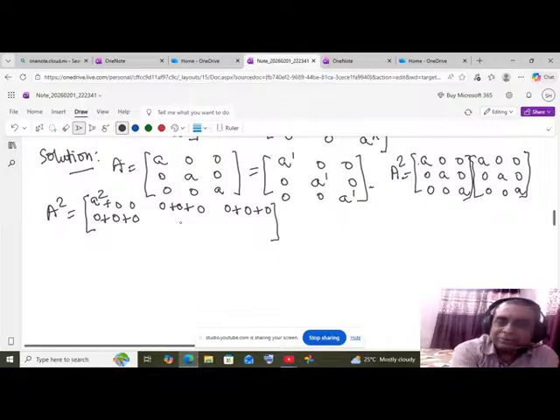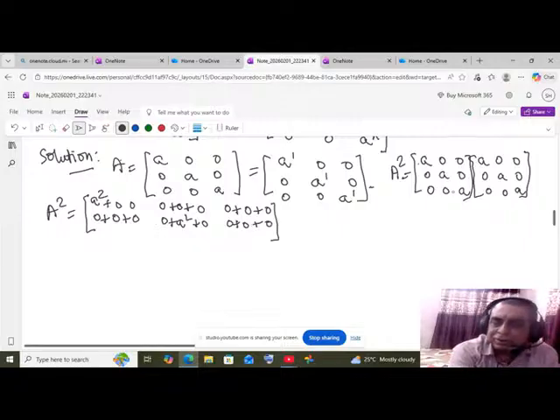Now second row, second column. So 0 times 0 is 0, plus A times A is A squared, plus 0 times 0 is 0. Now second row, third column. 0 times 0 is 0, plus A times 0 is 0, plus 0 times A is 0.